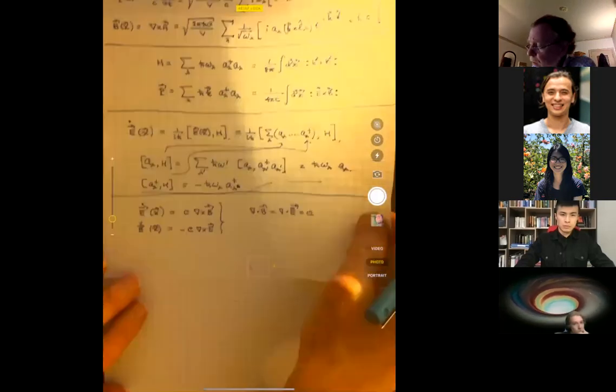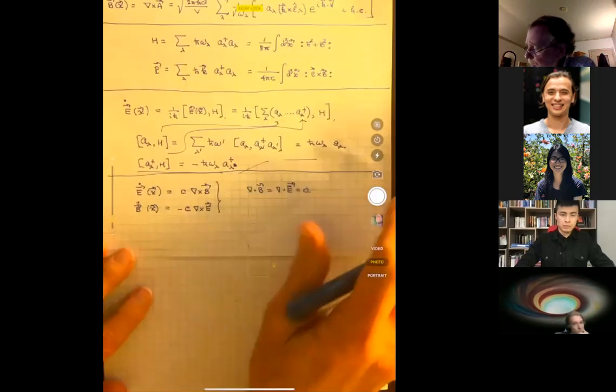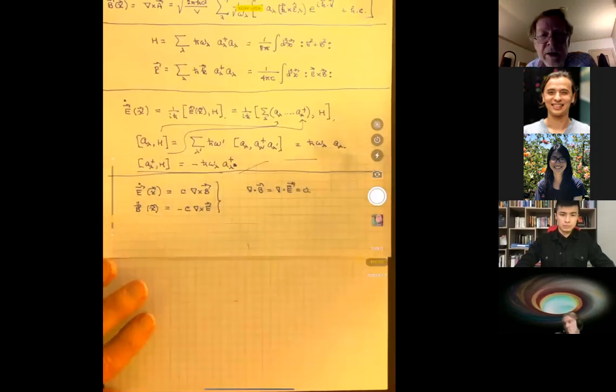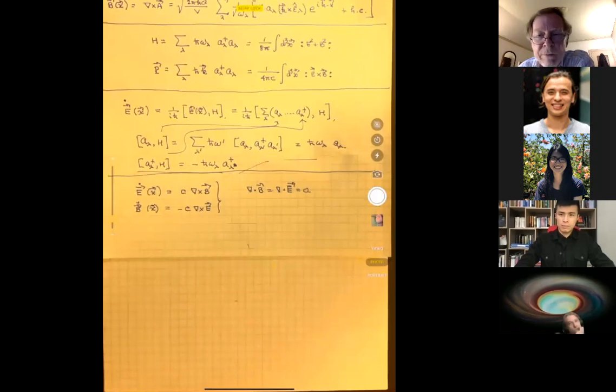And so the main conclusion of this is that the Heisenberg equations of motion imply a version of Maxwell's equations. Maxwell's equations are valid in quantum electrodynamics, except they're interpreted as the Heisenberg equations of motion for the quantum field operators, rather than for the classical fields.